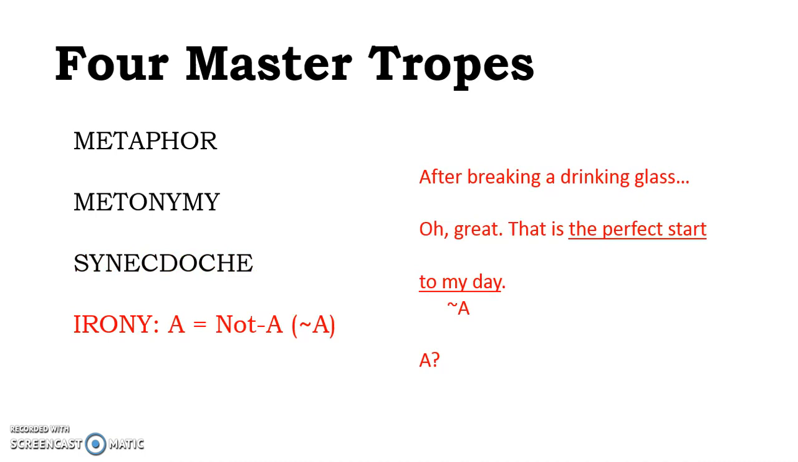Okay, irony, the final master trope. A equals not A. This is the simplest way of thinking about it. Because of the context of a statement, we have something which is stated at a literal level to mean one thing, but it actually means something else in that larger context.